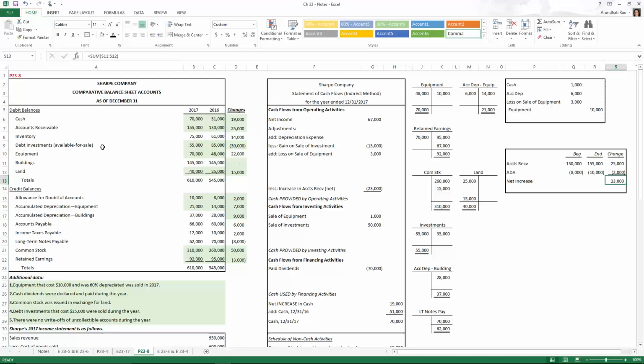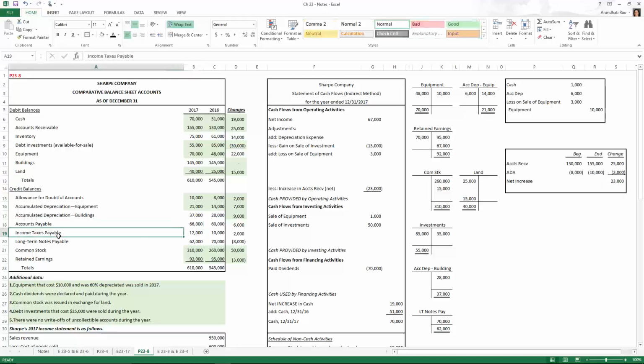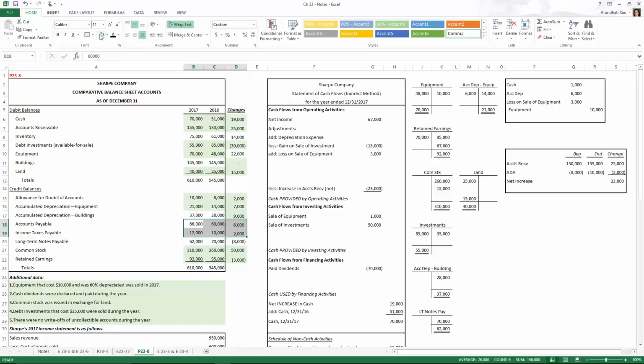Then let's look at our other short-term liabilities. I have accounts payable, income tax payable. These two accounts, they both increased. Okay.